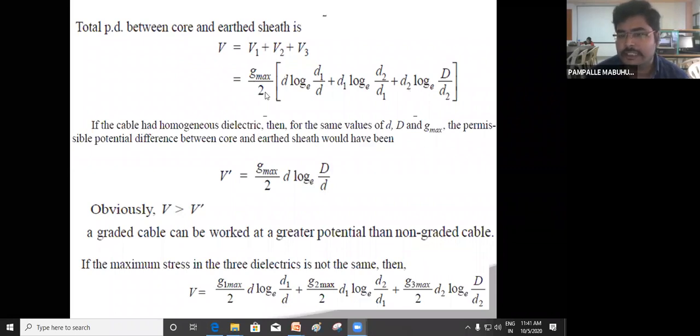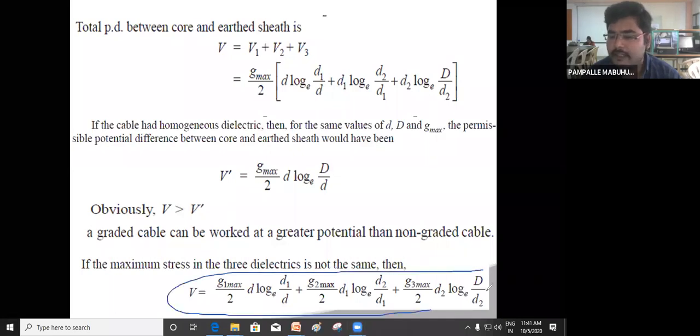So this is the case when the maximum stress at each layer is the same. If the maximum stress is not the same, you have to represent G1 max, G2 max, G3 max individually. Then the voltage equation will be V is equal to G1 max by 2 D ln D1 by D plus G2 max by 2 D1 into ln D2 by D1 plus G3 max by 2 D2 ln capital D by D2. This is the case when the maximum stress in the three dielectrics is not the same.